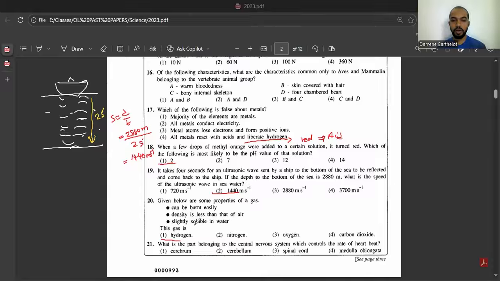21. Which part belongs to the central nervous system and controls the rate of heartbeat? Okay, so rate of heartbeat, rate of respiration, then reflex actions controlling. So all of these are done by the medulla oblongata. Answer number 4. If you take functions of the cerebrum, those perform higher mental activities like learning, thinking, then perception of senses and so on. And the cerebellum is involved in mainly maintaining equilibrium and body balance. So for question number 21, answer should be the fourth one.